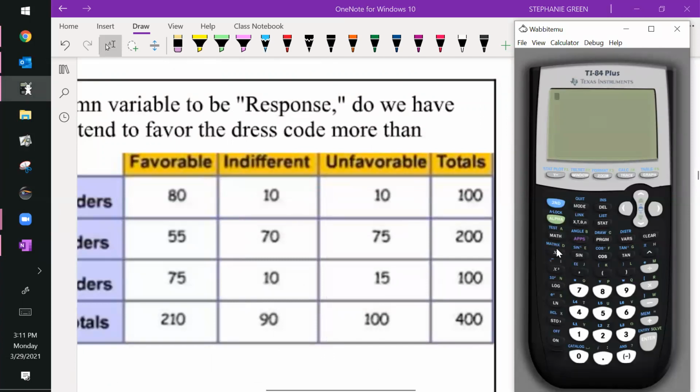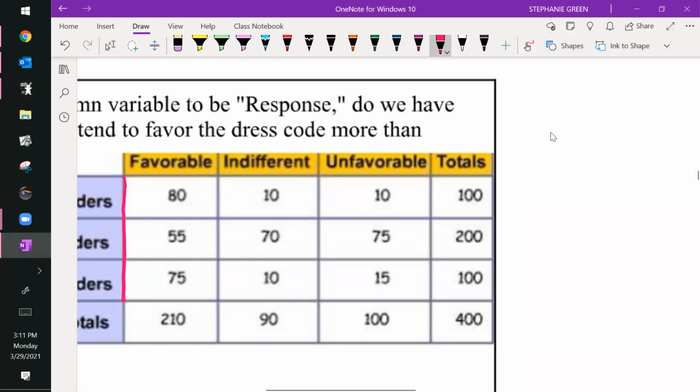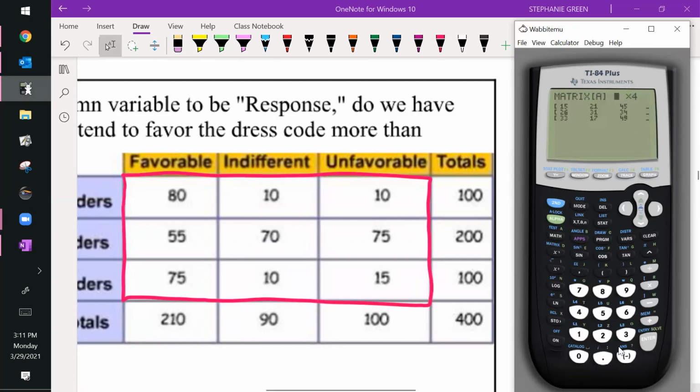So I'll go to my matrix. Oops, second. There we go. Edit. Choose option A. This matrix, let's see how big it is. It's got 1, 2, 3 rows and 1, 2, 3 columns. It is a 3 by 3 matrix. 3 by 3. And my first number is 80, and then 10, and then 10. Make sure you try these on your own as well. Okay, that didn't take too long.